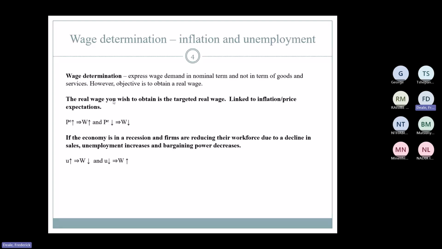So what we want to obtain, the targeted real wage, is linked to inflation or price expectation. So if I think the price of the chicken is going up, so PE, not the Eastern Cape, it's the price expectations. If I think prices will rise, the wage that I'm going to ask for is going to increase. And if I think the price of chicken is coming down, I'm willing to accept a lower wage. I'm not going to fight so hard to receive more money, because I know the prices are coming down, I'll still be able to feed my family. So that's the first relationship.